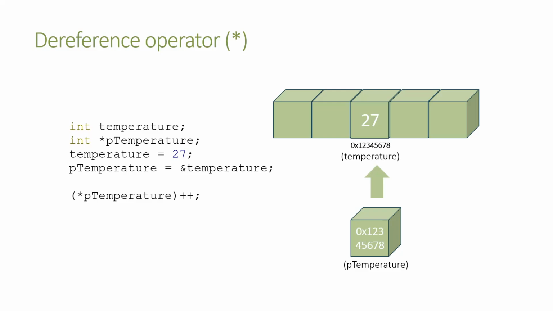It's like following a map to a treasure chest and then opening it to see what's inside. The plus part, that's just adding 1 to whatever is in that treasure chest. So, if pTemperature is pointing to our temperature variable, and temperature was 27, then doing *pTemperature++ is like saying, go to temperature and make it 1 higher. After this line runs, temperature isn't 27 anymore, it's 28, and that's pretty cool because you didn't change temperature directly. You used the pointer to do it, like using a remote control to turn up the volume on your TV.